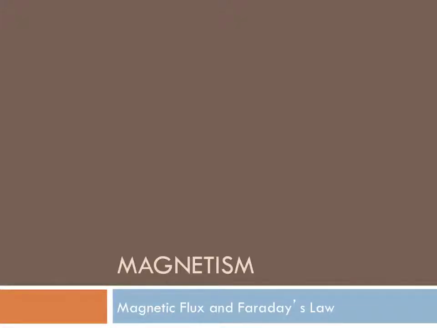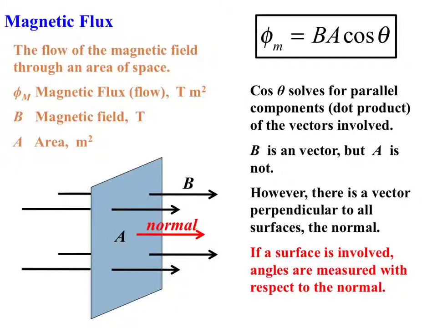This next part covers magnetic flux and Faraday's law. Now, the magnetic flux is defined as the flow of the magnetic field through an area of space. Again, flux is going to be represented by a sigma, which is this letter here. Again, this is flow, or magnetic flux. It's going to have units of Tesla meters squared. That means the equation must include Teslas, which are magnetic fields, and area, which is meters squared.